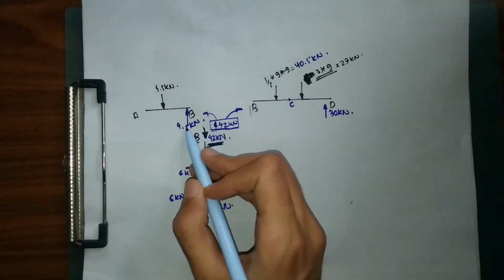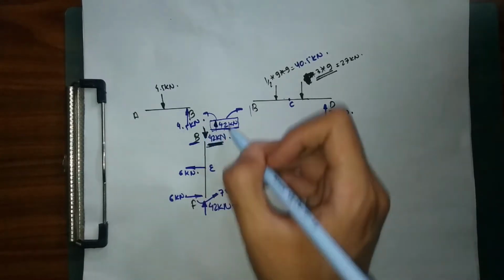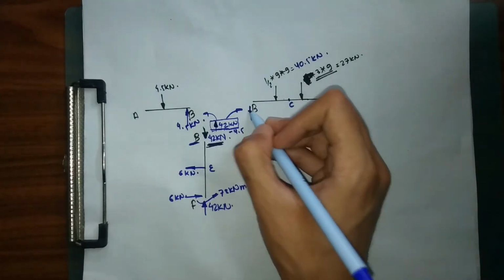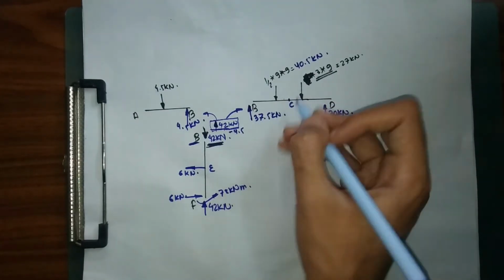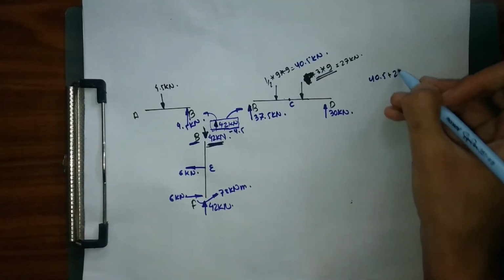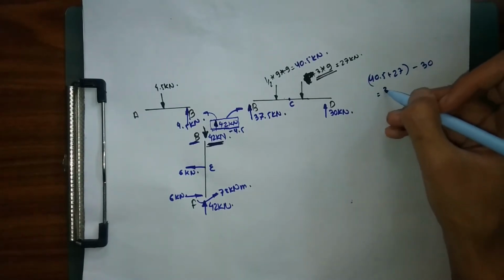So right now we have 4.5 acting upward. So we usually have 42 kilonewton acting upward. So 42 minus 4.5 is going to be equal to a force of 37.5 kilonewton acting downward. And if you do this as well, you are going to get 40.5 plus 27 minus 30, which is also going to be equal to 37.5 kilonewton.